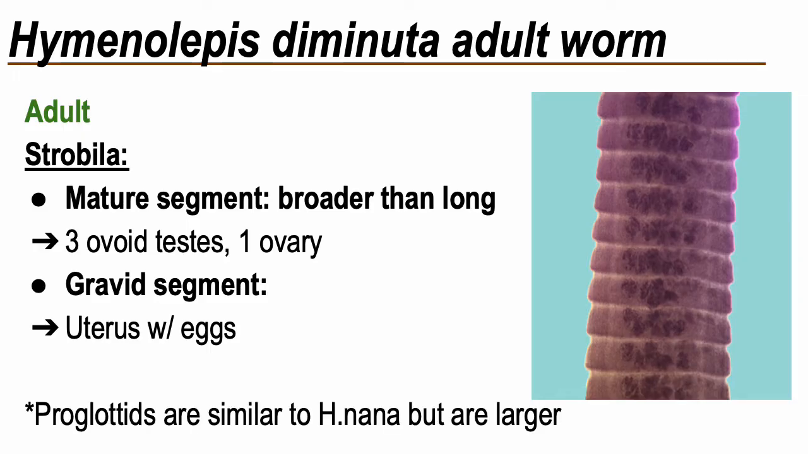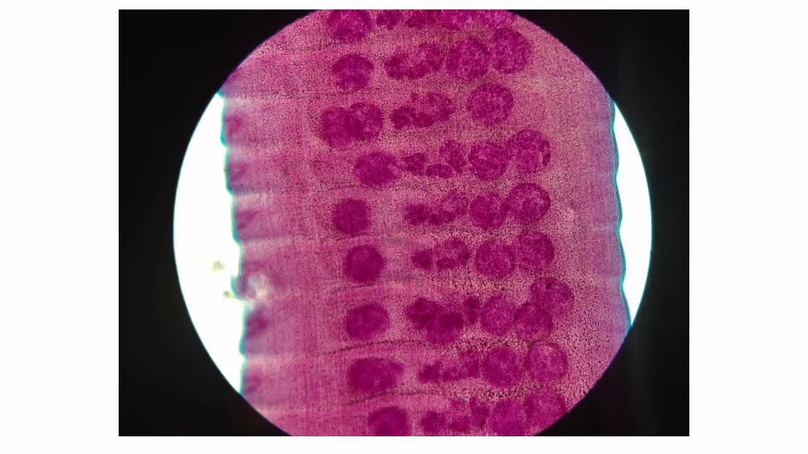Remember, the only difference in terms of the proglottids between H. diminuta and H. nana is that for H. diminuta, these are larger in size. So this is a mature segment of H. diminuta. Testes are very evident on this part, and the ovary in the middle, another testis, and the genital pores that are connected to the outer covering of our parasite.